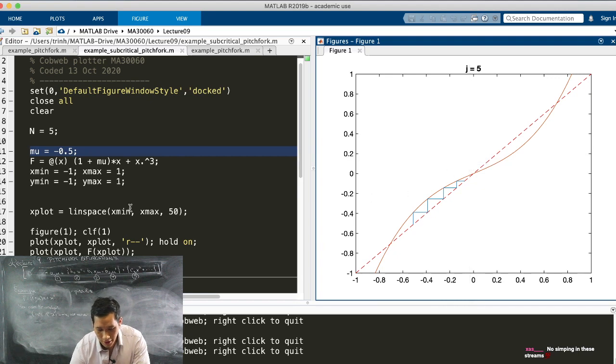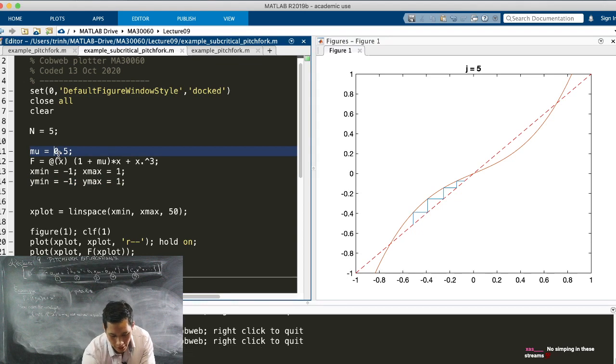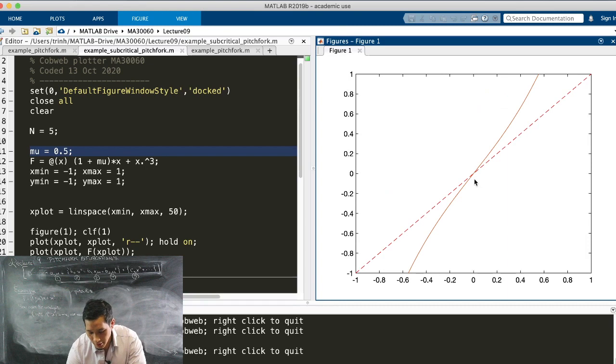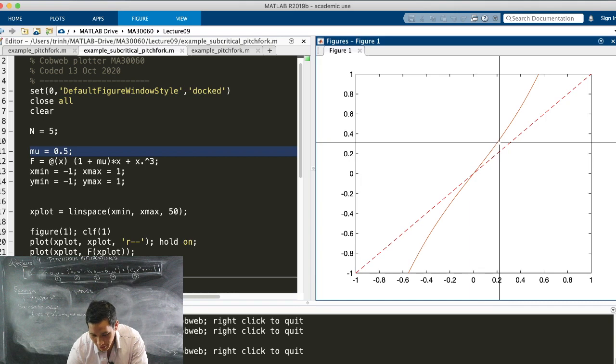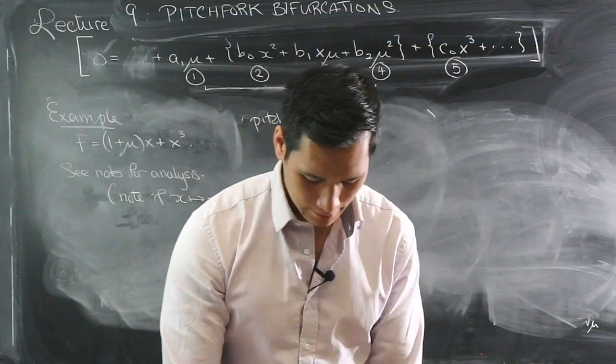And now if I go to mu equal to 0.5 instead of negative 0.5, the former 2 roots have disappeared. They've gone down, and at mu equal to 0 they disappear. You don't have an intersection anymore. But the center one now has a steep gradient, so it should be unstable. So if I click my mouse here, it should move away from the center and go off. That's the basic idea.